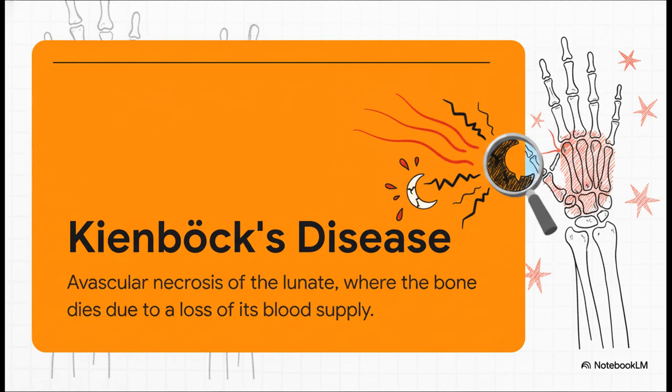Now I know, the name sounds a little intimidating, but the idea behind it is actually pretty straightforward. It's a type of avascular necrosis. Avascular means without blood, and necrosis means death. So you put it together, bone death due to lack of blood. And in this case, the victim is a tiny but super important bone in your wrist called the lunate. It's basically being starved of its blood supply. And without that, the bone tissue just starts to die.